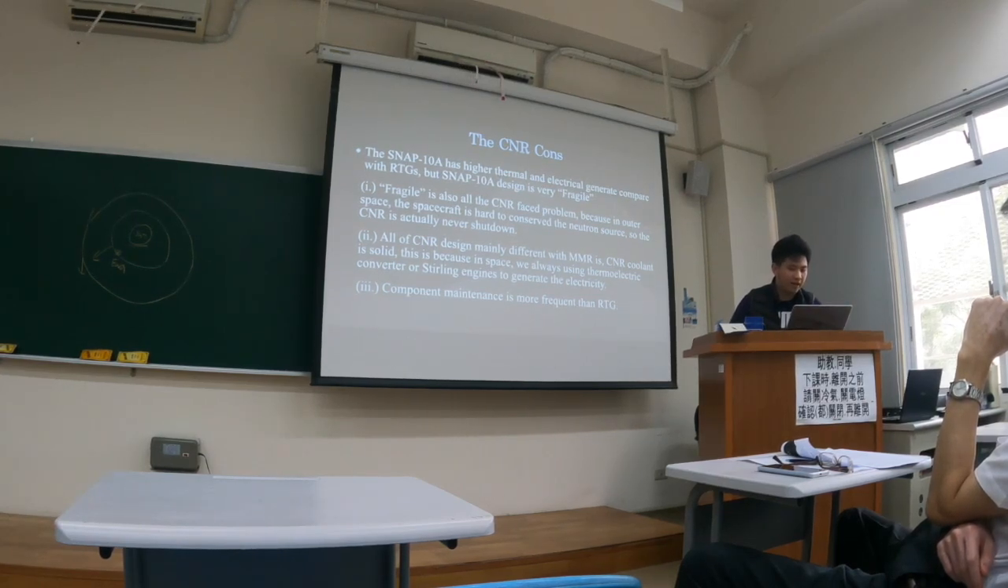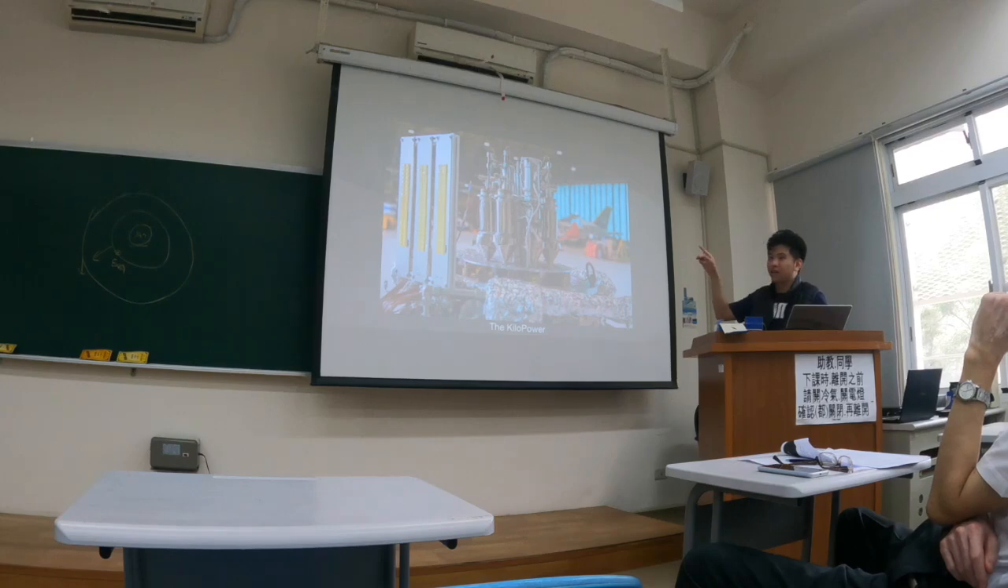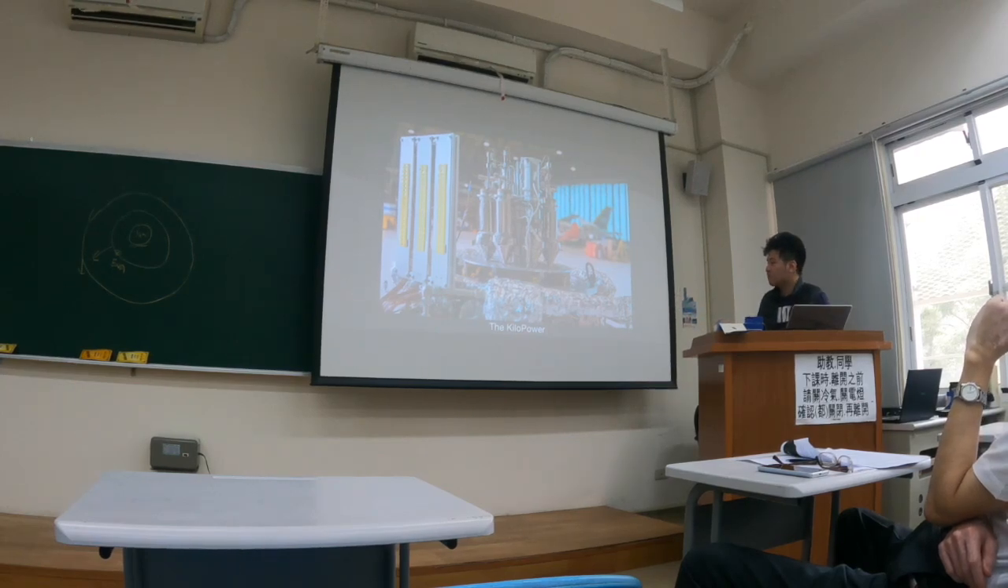The main design difference between CNR and MMR is that CNR coolant is solid, and this is because in space we always use a thermoelectric converter or Stirling engine to generate the electricity. Component maintenance is more frequent than the RTG. And this is recent years, we will test it in the Artemis mission or human Mars mission. This is called Kilopower.